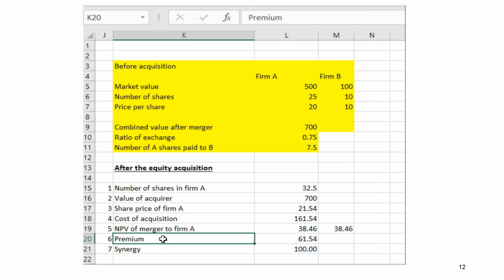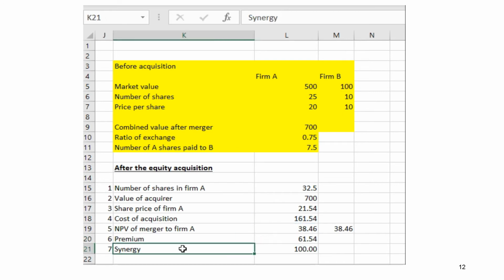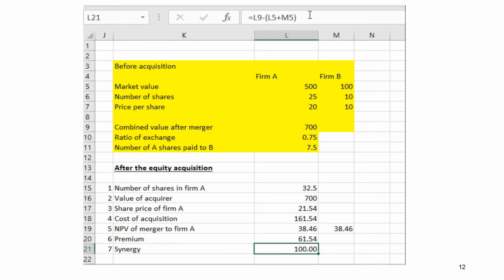Next, calculate the premium. Premium measures how far the purchase price is above the value of the target firm, which is 161.54 minus 100. And finally, calculate the synergy. Synergy is derived from the benefits of merger. Synergy represents how far the combined firm will increase in value as compared to the sum of the individual firms.